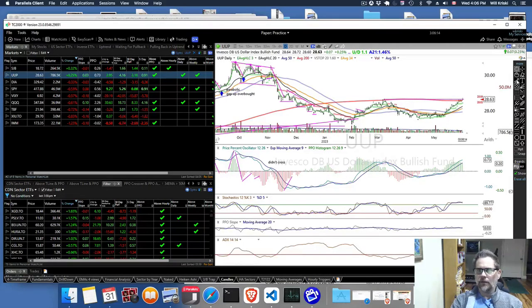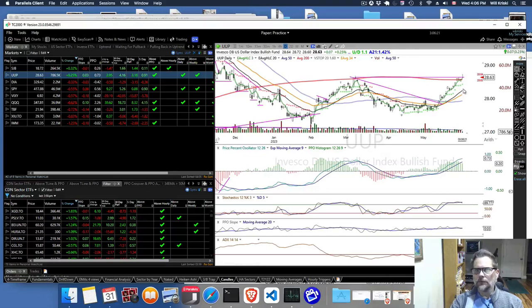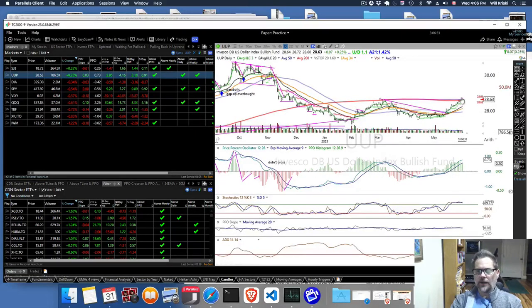And you can see that we had this pullback here, and we've had a good run, and we're right at that previous high and at the 200-day. So if it rolls over and goes back down, then that's good for the market. But if it keeps going up, because you've had a good rise here. Sorry about that. When rates go up, when the US dollar goes up, that's usually bad for things like gold and the stock market, tech stocks, stuff like that.